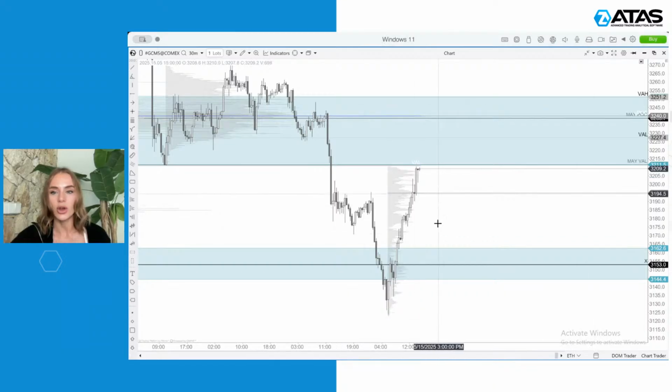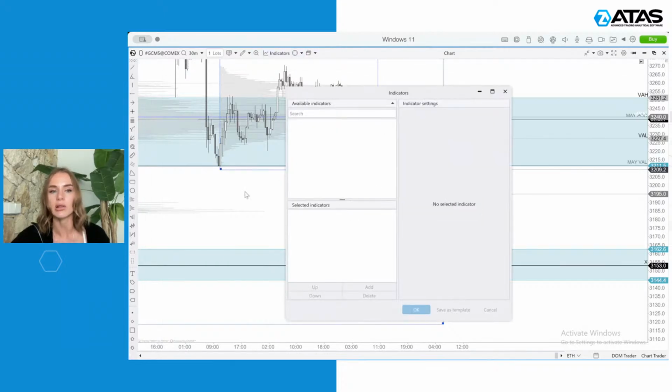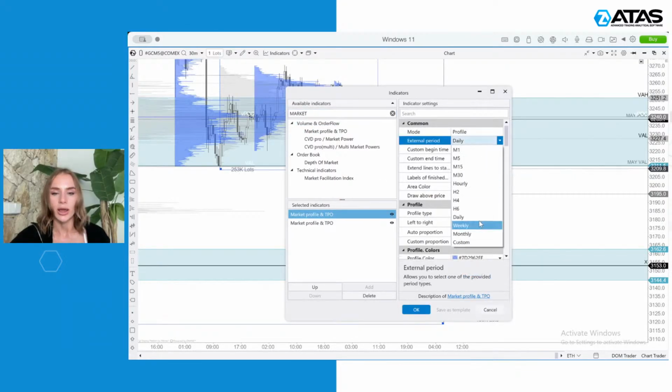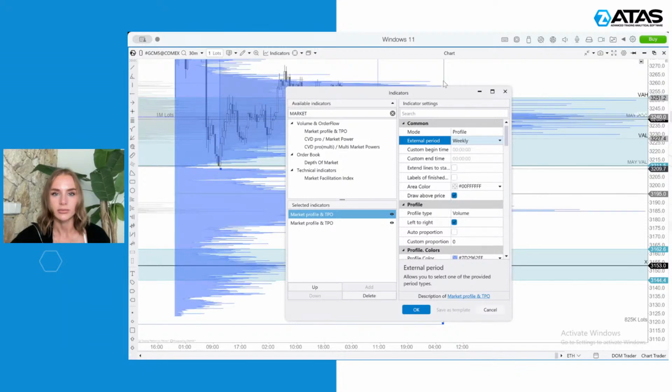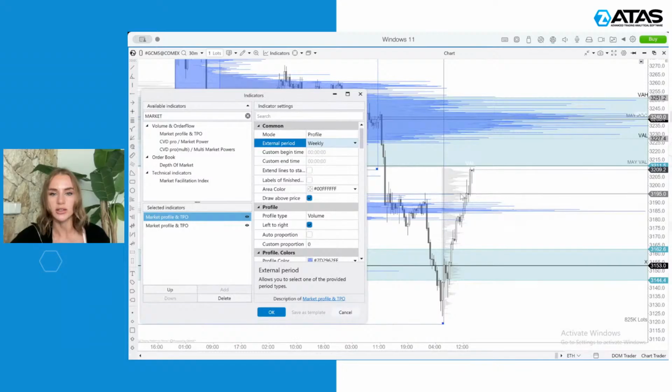So right now we know the zones and I set it up, right? I highlighted all of this. What I like to do is add several market profile indicators. So I'm going to add another one, and I'm going to add a weekly one, just to show you that this is an important zone as well. So we need to watch out for this one.